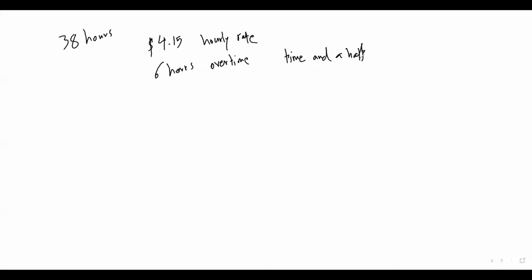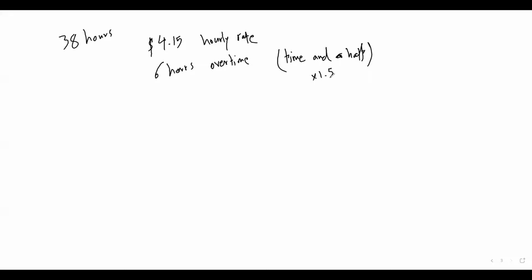Miss Martinez works 38 hours and the hourly rate is $4.15. So that's the hourly rate that she's getting paid. She decides to work 6 hours overtime, and the rate for that is time and a half. It's not double, it's time and a half. So once you see this phrase, you know what you need to do. You just have to multiply it by 1.5.